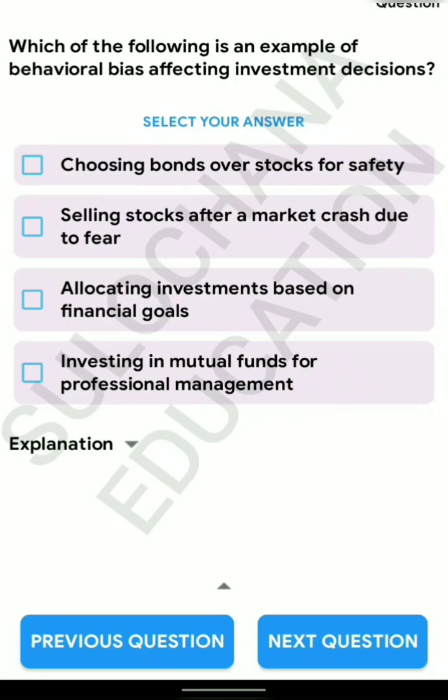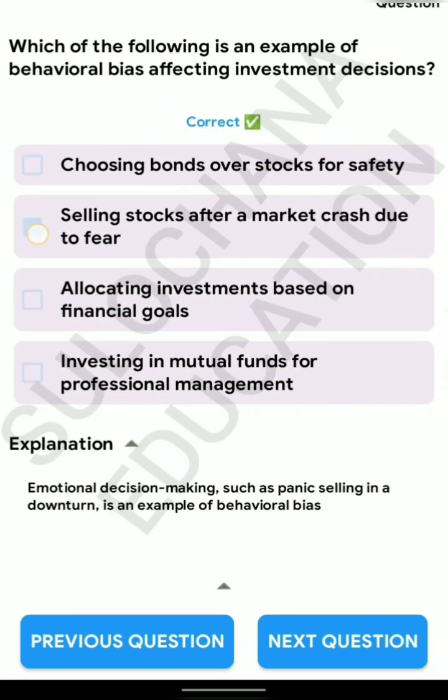Which of the following is an example of behavioral bias affecting investment decisions? Options are, and the correct answer is option B. Selling stocks after a market crash due to fear.